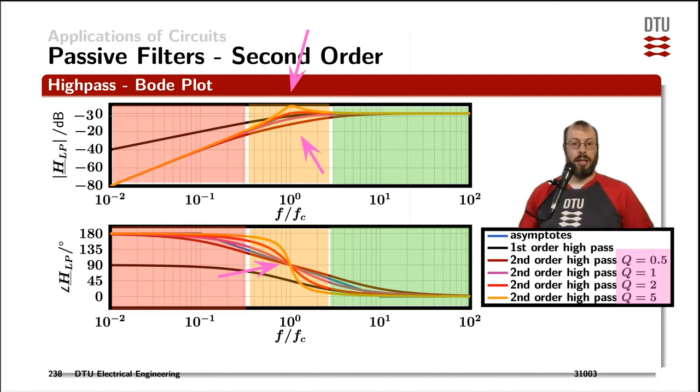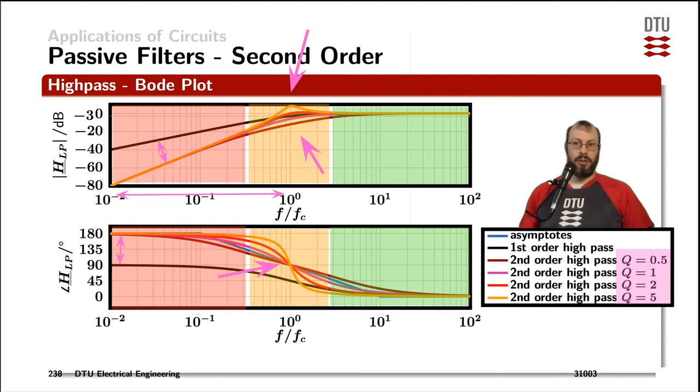Compared again to the first order high pass filter: the first order high-pass filter had a slope of 20 dB per decade in the stop band, but the second order filter is rising twice as fast with 40 dB per decade. That means 80 dB across the two decades that we are looking at here on the left-hand side of the diagram all the way to the resonance frequency. And for the phase, it's equivalent.